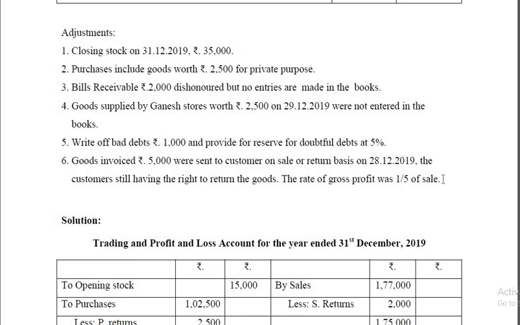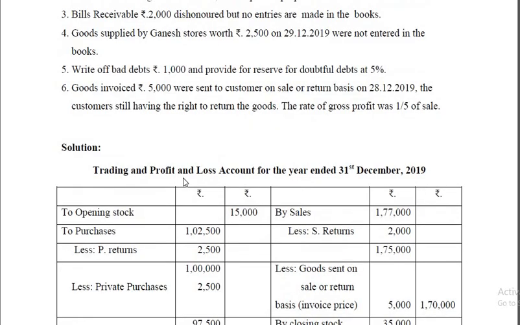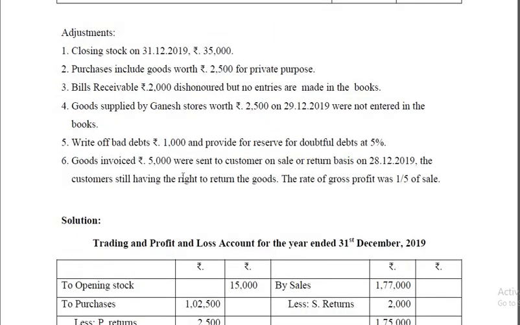Selling price minus profit is equal to cost. Here it's given the rate of gross profit was 1/5 on sale. So 1/5 on sale means 5000 into 1/5. Therefore that comes to 1000. That means the cost of that is 4000. 4000 should be added to closing stock in both the places. One is in the trading account and again in the balance sheet.